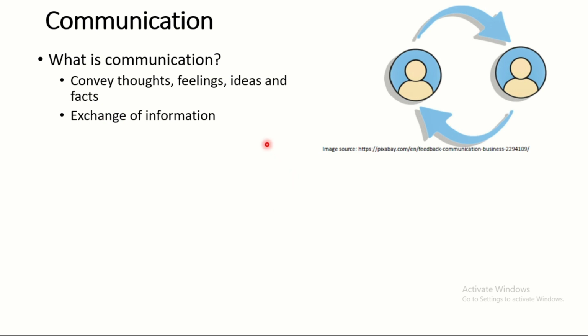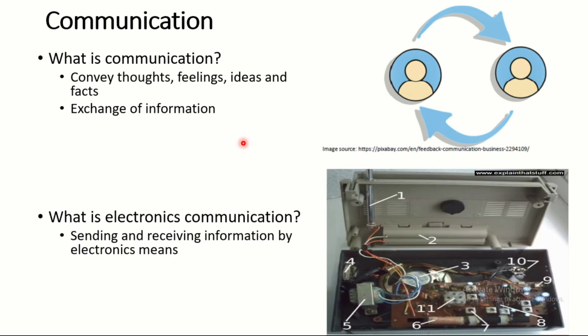So now we will see what is communication. Looking here, if we have 2 persons and they are conveying thoughts, feelings, ideas and facts, this is called communication. In other words, communication is the exchange of information. Then we have electronic communication.